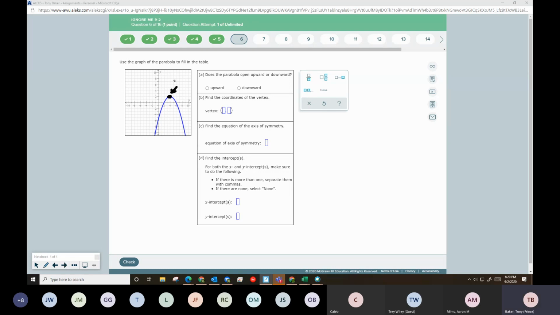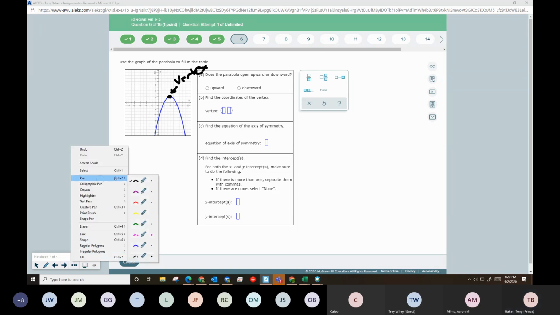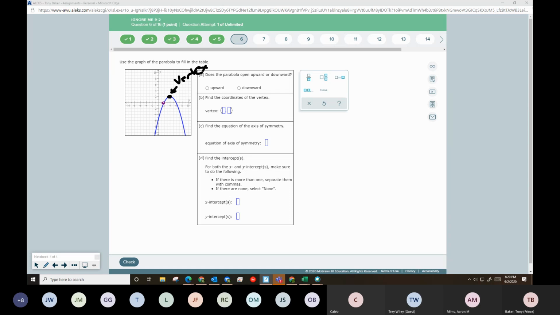So that point right there, that's my vertex. That's going to be the highest point in the graph or the lowest point in the graph, depending on the direction that the graph is going. We then have our X-intercepts. So you could have 2 X-intercepts, 1 X-intercept, or no X-intercepts, depending on if the actual parabola crosses the x-axis or not. So if the vertex is on the x-axis, you'd only have 1 X-intercept.